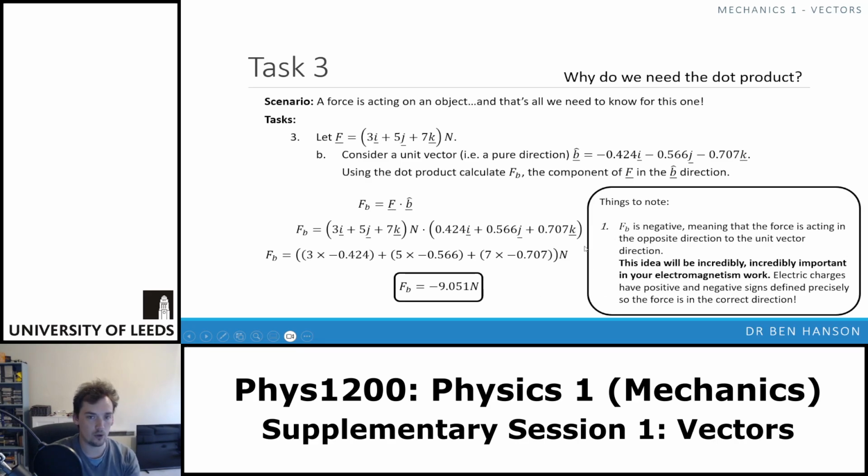That's going to be super important in electromagnetism. Electric charges have positive and negative signs defined precisely so that force is in the correct direction. So this idea of unit vectors is super important in mechanics and circular motion. It's super important in electromagnetism. So have a practice of this idea of unit vectors.